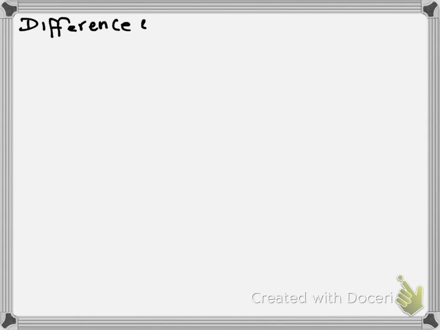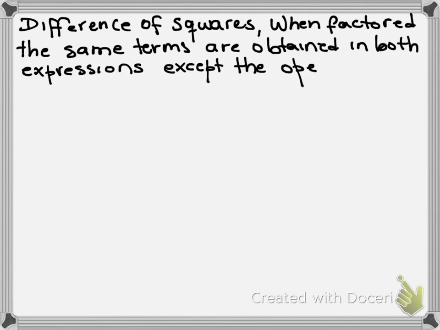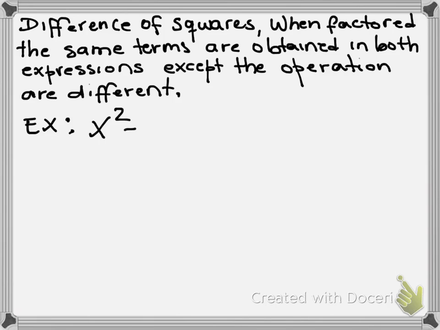Let's look at this. When you have the difference of squares, when factored, you get the same terms in both parentheses, the exact same terms, except the operating sign is not the same. You know, in a perfect square, everything is the same in both parentheses. Now, in difference of squares, the terms are the same, except the signs in between the terms are different. Here's what I am talking about. Let's look at this one right here. This is funny, isn't it?